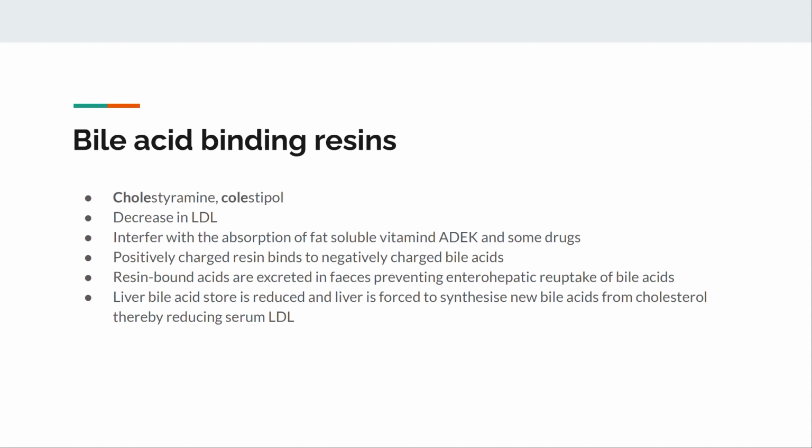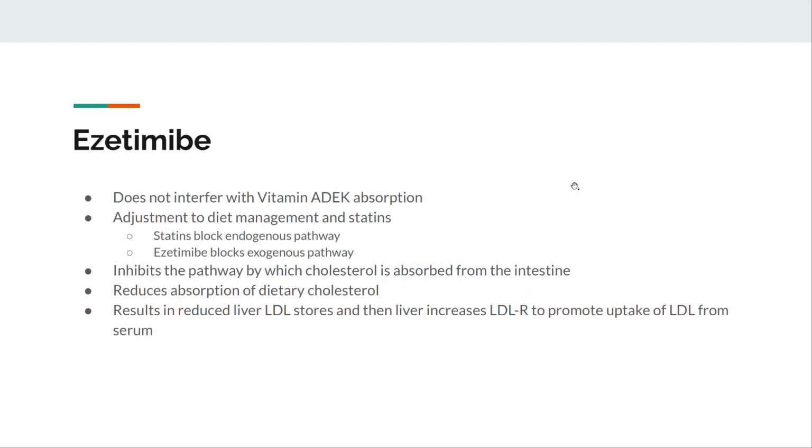Now, bile comes from cholesterol. So in order for the liver to regenerate its bile salts that it normally has from that gut reabsorption, it'll have to use cholesterol to synthesize new bile acids. So it will need to upregulate its LDL receptor to scavenge LDL from the blood to get the cholesterol it needs to make those new bile acids.